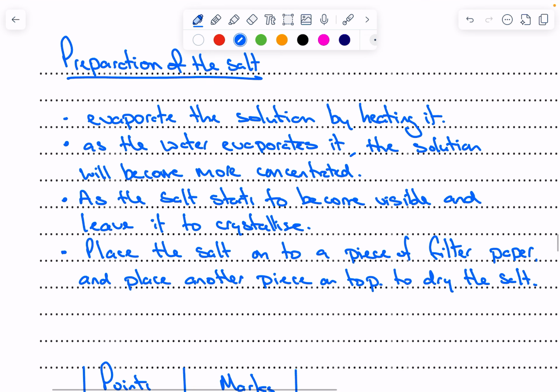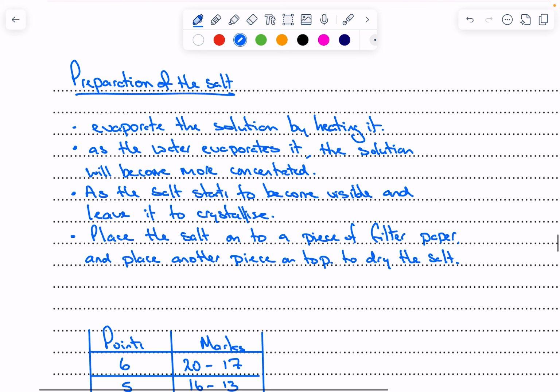Let me put a second L in there. We leave it to crystallize, and we'd place it on top of a filter paper, and we place another piece on top, and that would just help us to dry the salt by absorbing any moisture from it.